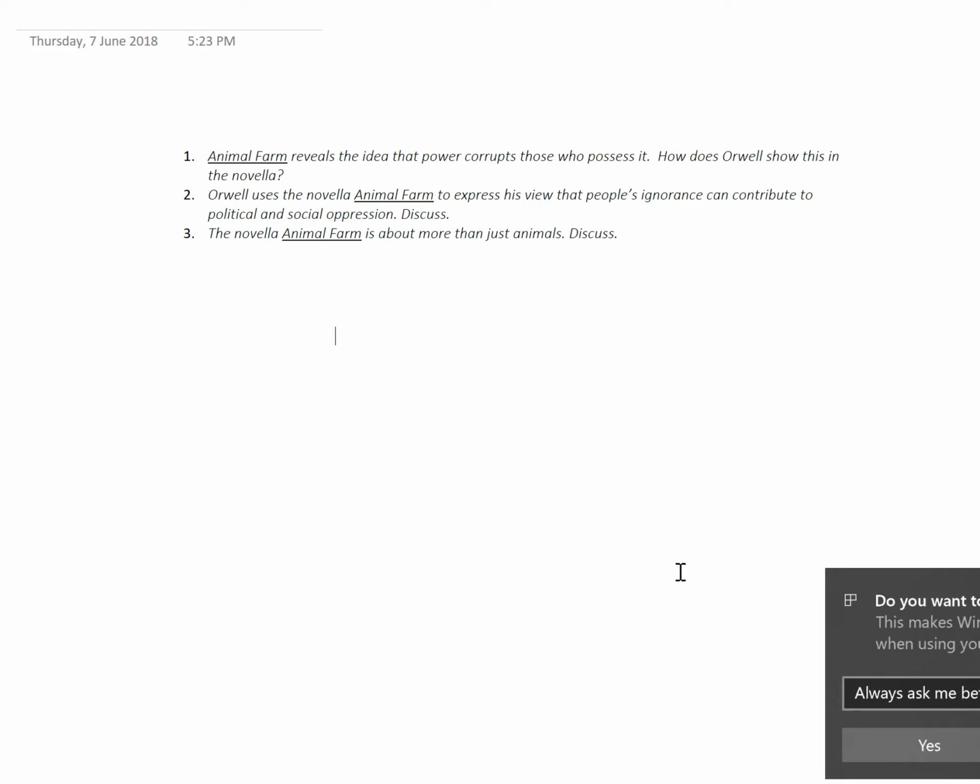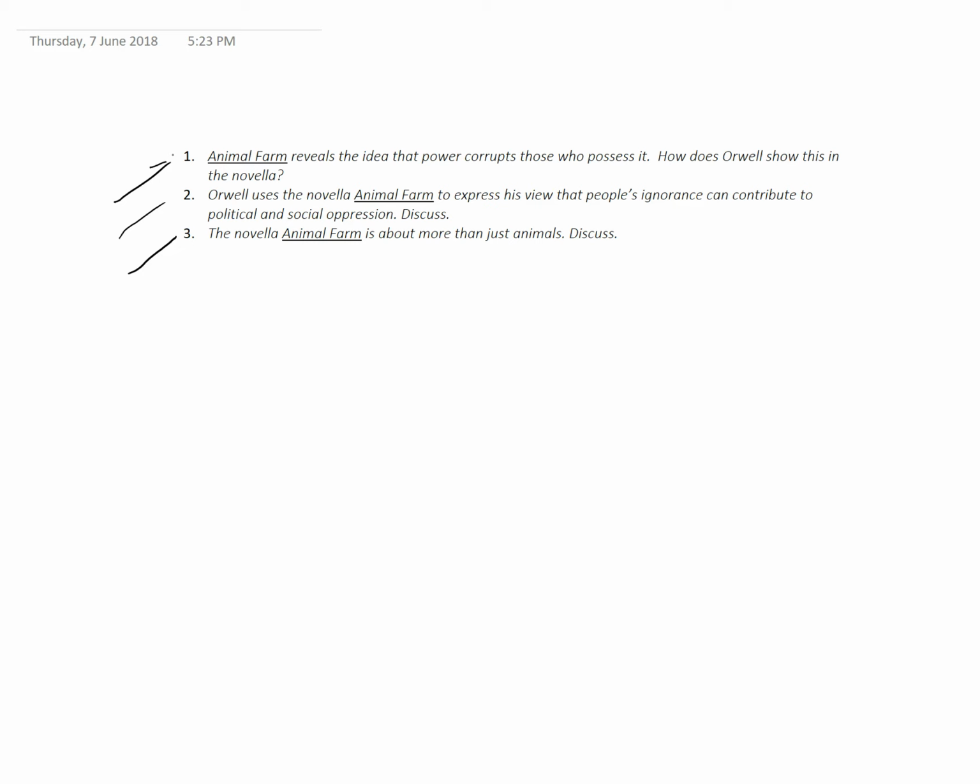Topic 1, Animal Farm reveals the idea that power corrupts those who possess it. How does Orwell show this in the novella? Topic 2, Orwell uses the novella Animal Farm to express his view that people's ignorance can contribute to political and social oppression. Discuss. And topic 3, the novella Animal Farm is about more than just animals. Discuss. So there are 3 topics. You can choose one of those 3 and write an essay on just that one topic.